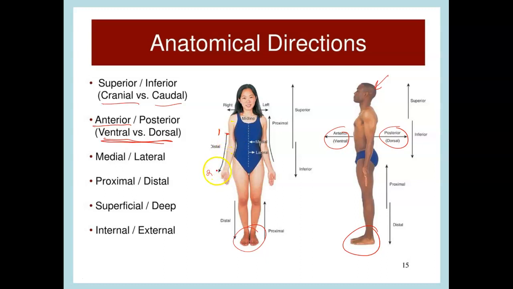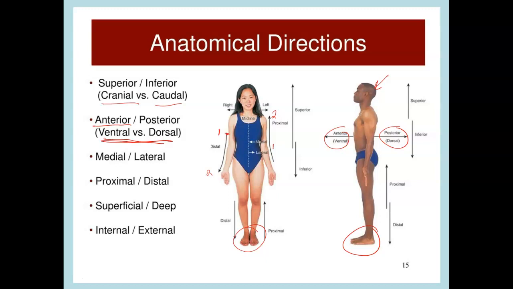So distal means far away. Proximal means closer to. So let's say over here we have number 1, which is the elbow, and number 2, which is the shoulder. The shoulder is proximal to the elbow. Proximal means closer to the middle line, okay? It doesn't necessarily mean that, but it's a reference to it's closer to the midline than the elbow is. So proximal and distal. Distal far away, proximal closer to.